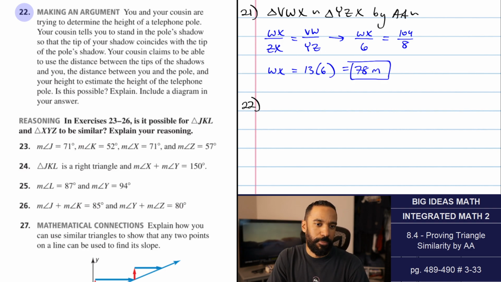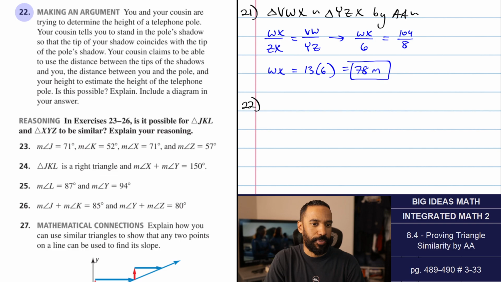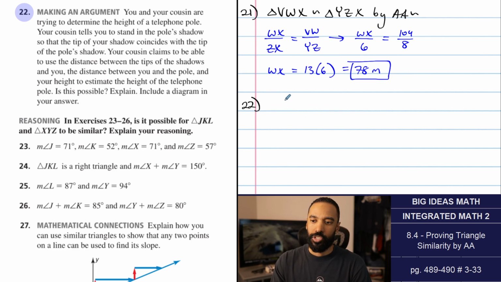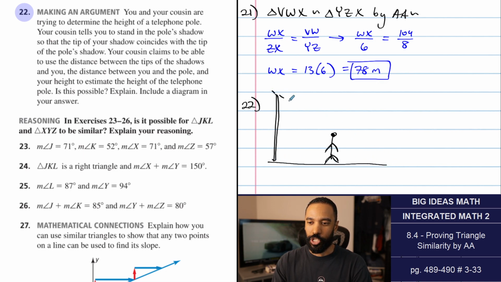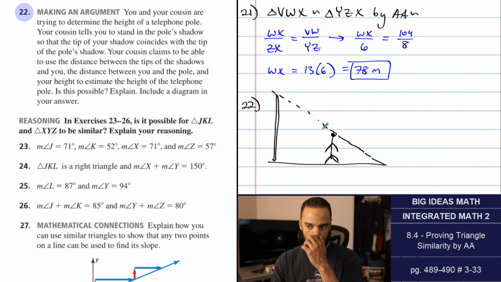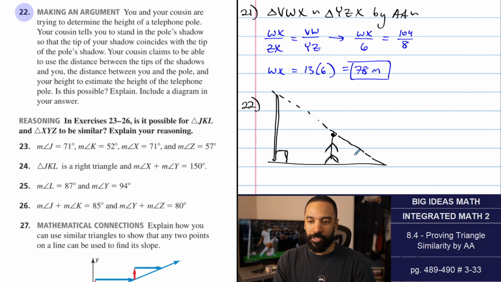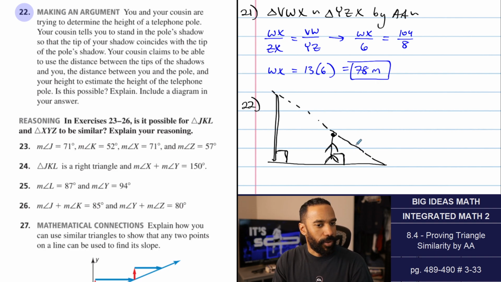You and your cousin are trying to determine the height of a telephone pole. Your cousin tells you to stand in the pole's shadow, so the tip of your shadow coincides with the tip of the pole's shadow. So let's say I have a telephone pole. I'm just going to draw something. So say I have a telephone pole, and here's you. You're both standing on the ground. And there's a shadow, and you're standing at the tip of that shadow of the pole, like that. That's kind of what they're talking about. We both make right angles with the ground.